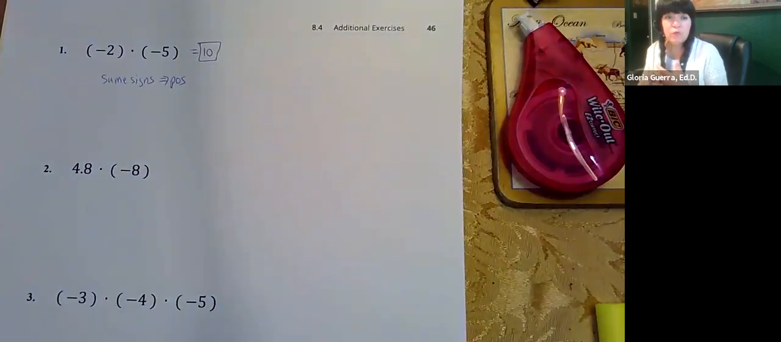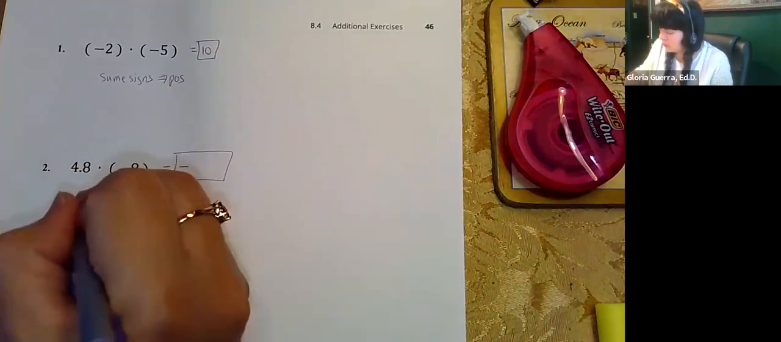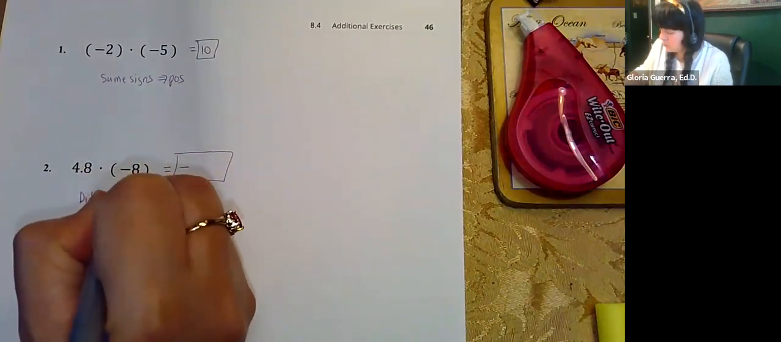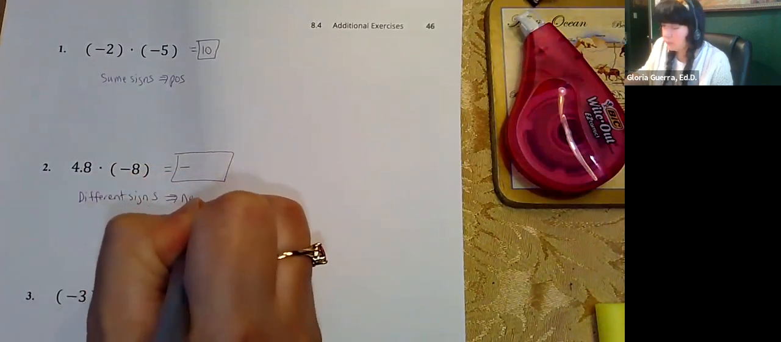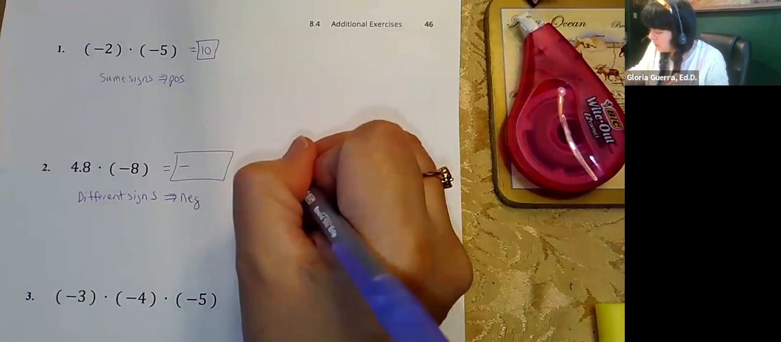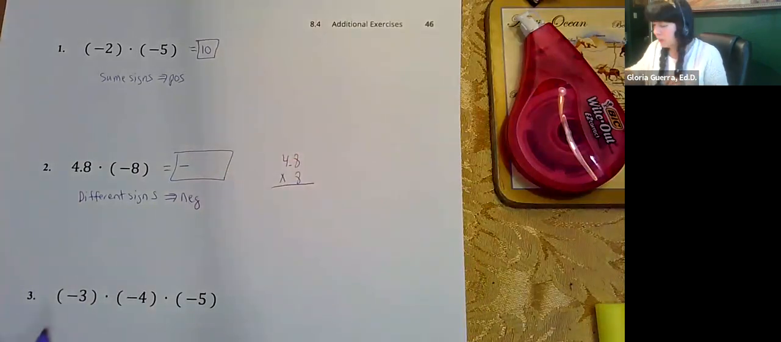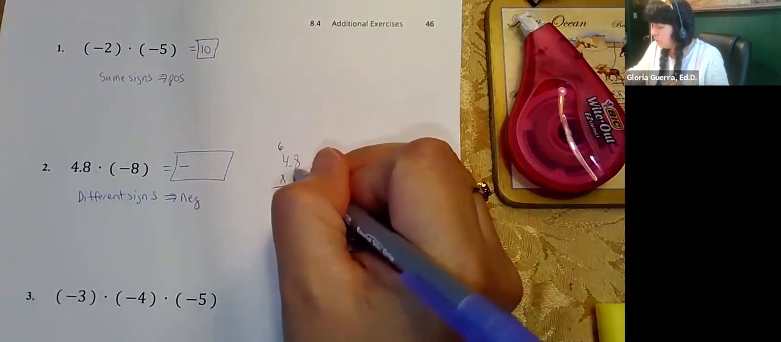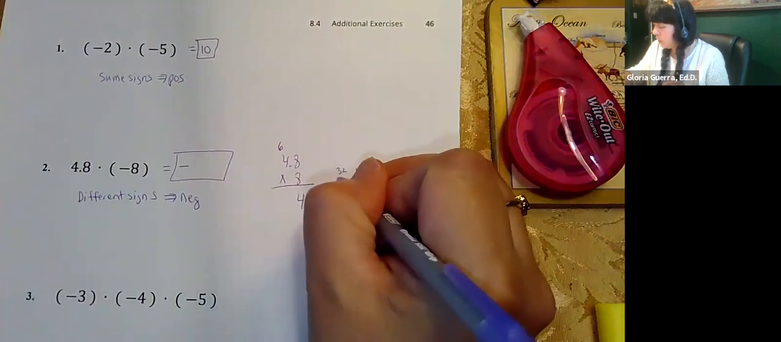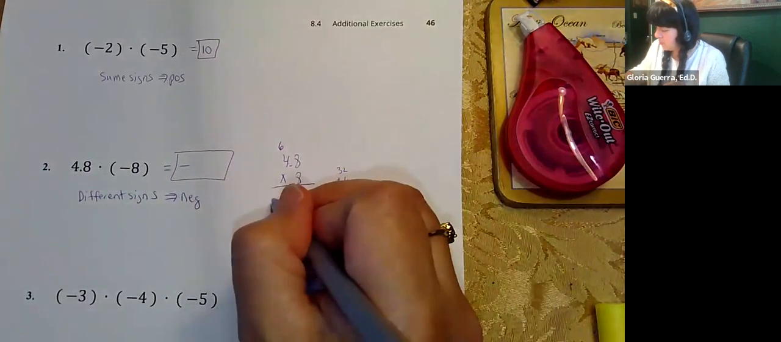Number 2, 4 and 8/10 times -8. Okay, well, that's going to definitely be a negative something. Different signs produce negative results. So different signs are going to give you negative results. Okay, but negative what? So let's set this up. 4.8 times 8. The number with the most digits goes at the top. 8 times 8 is 64. Carry the 6. 8 times 4 is 32. And then you're carrying 6. Looks like that's going to be 38.